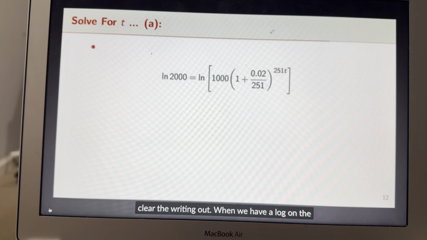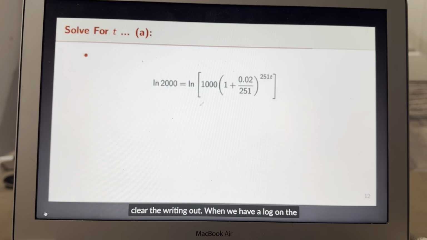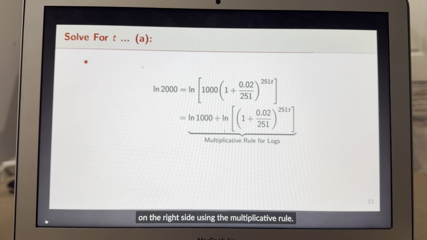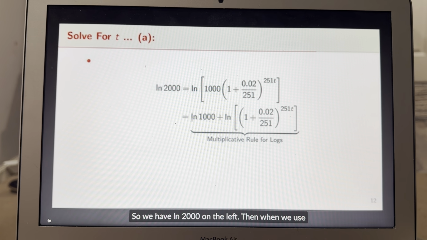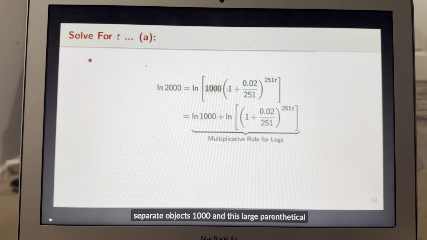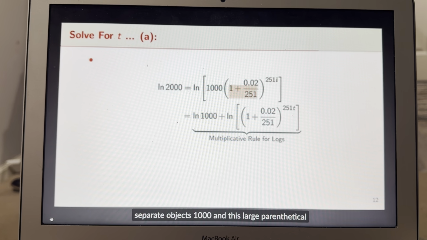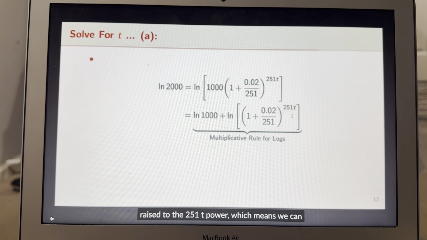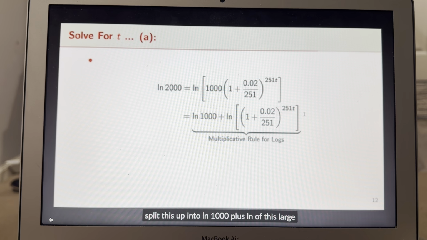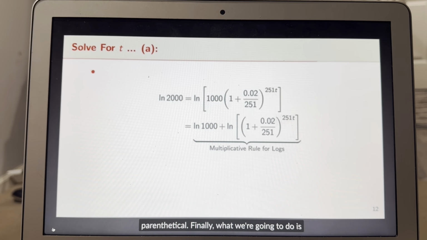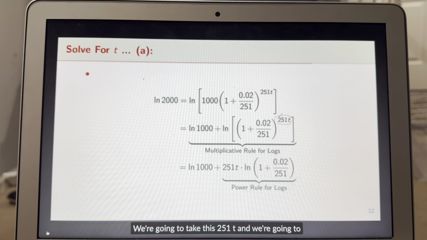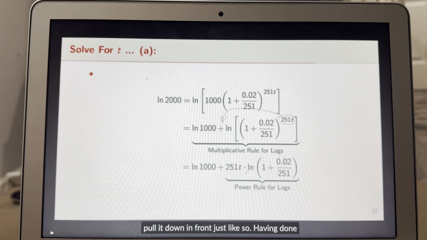Let's clear the writing out. When we have a log on the right side, we can actually split up this object on the right side using the multiplicative rule. So we have ln 2000 on the left. Then when we use the multiplicative rule for logs, we have two separate objects, 1000 and this large parenthetical raised to the 251t power, which means we can split this up into ln 1000 plus ln of this large parenthetical. Finally, we're going to apply the power rule for logs. We're going to take this 251t, and pull it down in front, just like so.